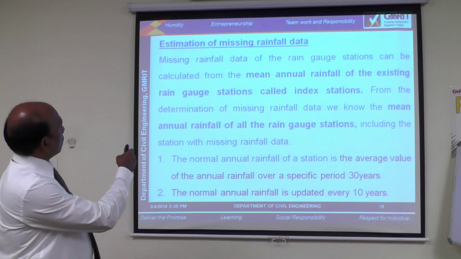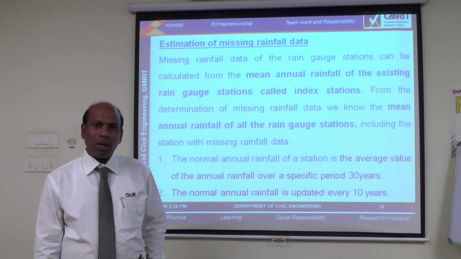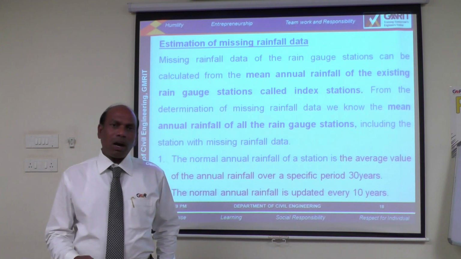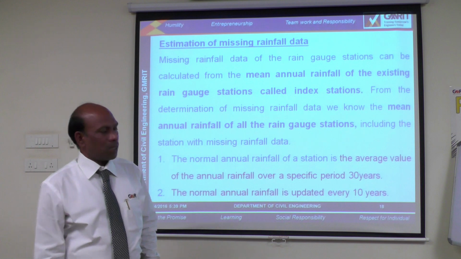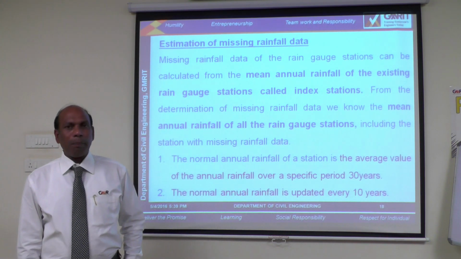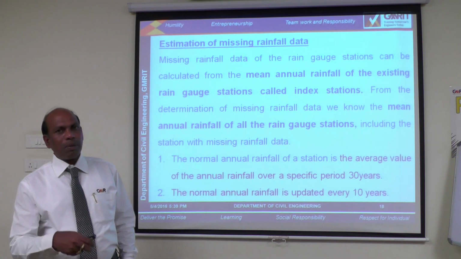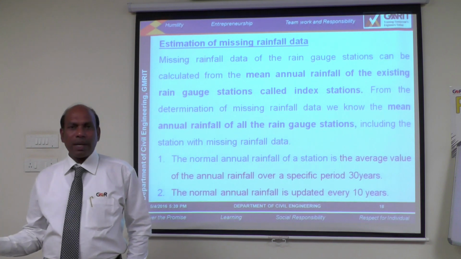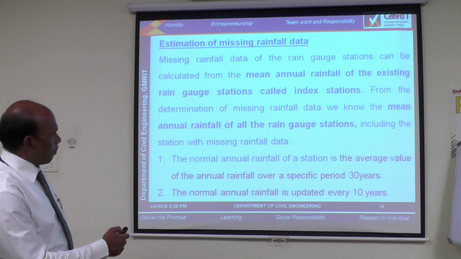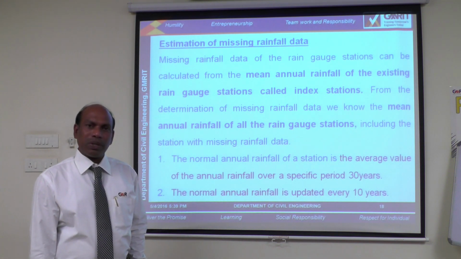Here, the missing rainfall data is estimated by using the mean annual rainfall of the existing rain gauge stations, which are also known as index stations, right? For the determination of missing rainfall data, we should know the mean annual rainfall of the index stations, which may be 3, 4 or 10, whatever exists on a particular station, right?